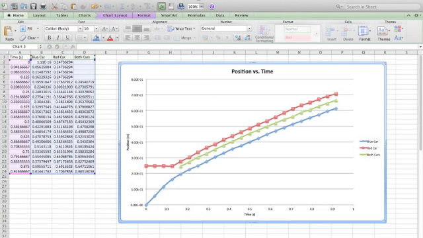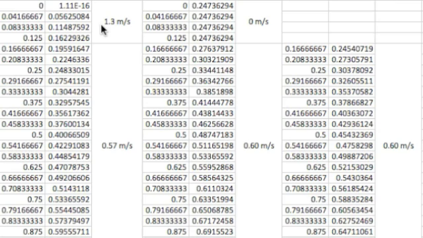This is a position versus time graph I made that shows the positions of the red car, blue car, and the cars together. I used the numbers from this graph to calculate velocity using change in position over change in time. The blue car initially moved at 1.3 meters per second and slowed down to 0.57 meters per second after the collision. The red car, being stationary, started at 0 meters per second, but also moved to around 0.6 meters per second after the collision. The combined velocity after the collision was also 0.6 meters per second.